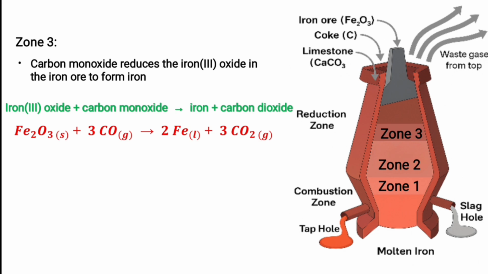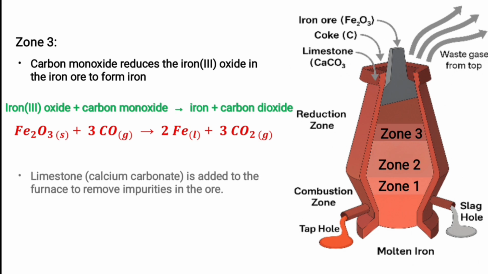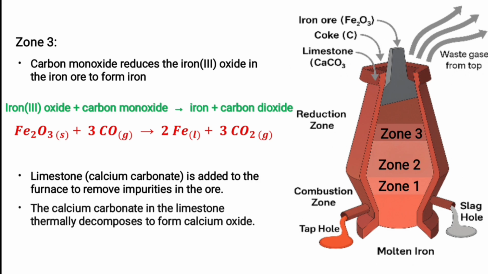Limestone, also known as calcium carbonate, is added to the furnace to remove impurities in the ore, as you can see in the diagram on the top. Calcium carbonate in the limestone thermally decomposes to form calcium oxide. Let us see with the help of chemical reaction. Calcium carbonate decomposes to calcium oxide and carbon dioxide.